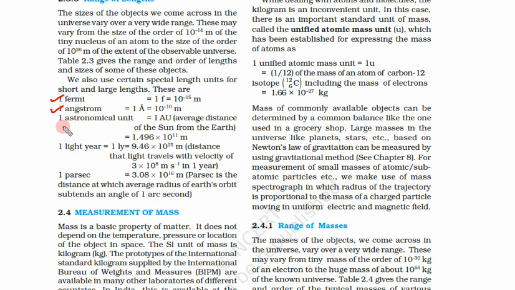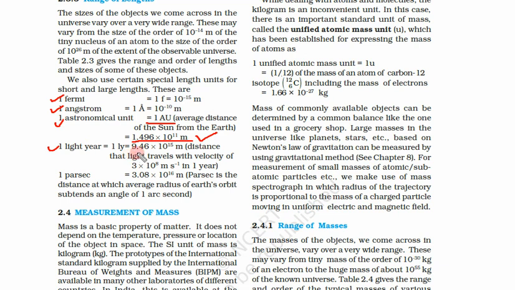Now bigger units. So bigger units are astronomical unit. What is one astronomical unit? That is the average distance of sun and earth. So this is equal to 1.496 into 10 to power 11 meter. So it is a very big unit, 10 to the power 11 meter. If we need a much bigger unit than this, let us see what is much bigger than this. This is light year.